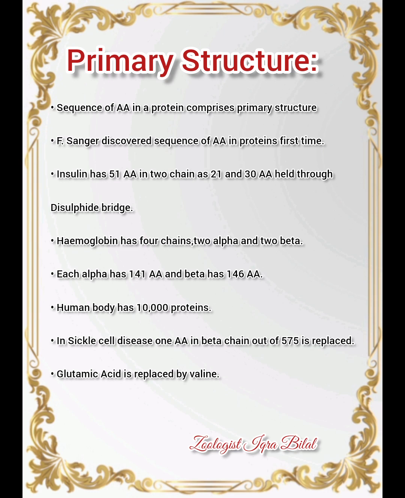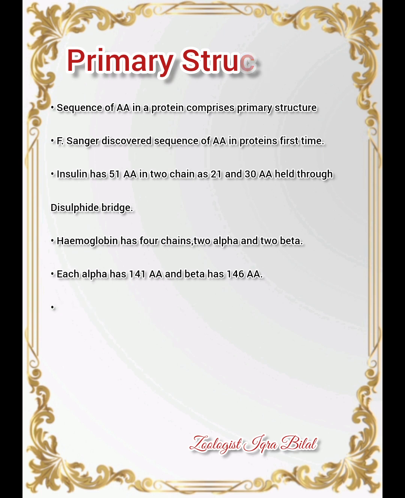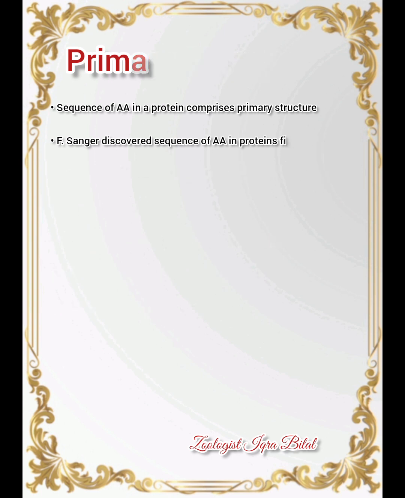Hemoglobin has 4 chains, 2 alpha and 2 beta. Each alpha chain has 141 amino acids and each beta chain has 146 amino acids. The human body has 10,000 proteins. In sickle cell disease, 1 amino acid in the beta chain out of 575 is replaced. Glutamic acid is replaced by valine. So, if 1 out of 575 is replaced, the whole shape of the cell is changed.